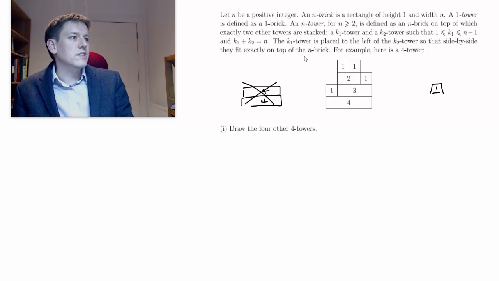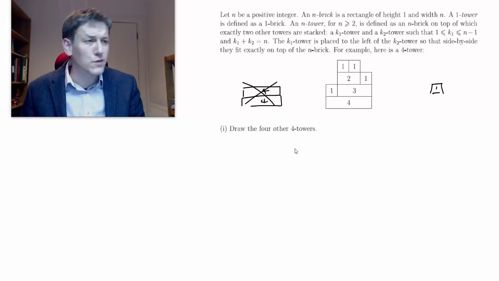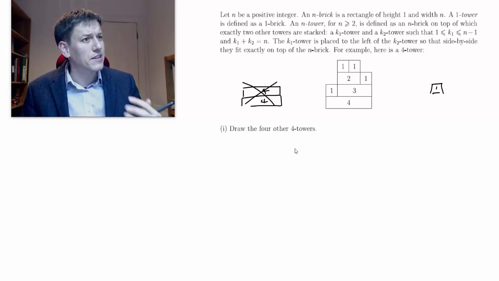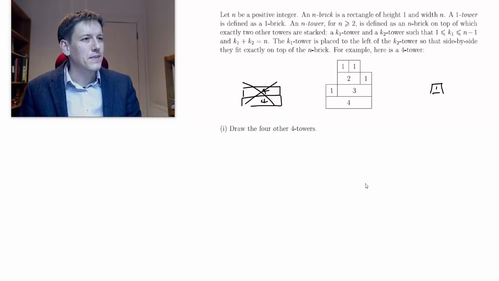The k1 tower is placed to the left of the k2 tower, so side by side they fit exactly on top of the n brick, but notice neither of k1 and k2 has to be smaller than the other. Here I've got 1 to the left of 3, and here I've got 2 to the left of 1, but that's how we build up these towers. We've spent quite a while already just thinking about this question without doing anything, but you really do need to absorb that information before you can go on and answer these questions.